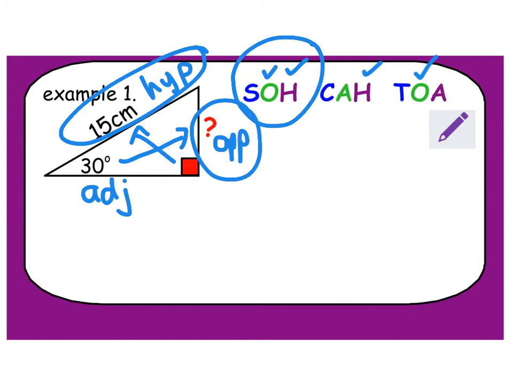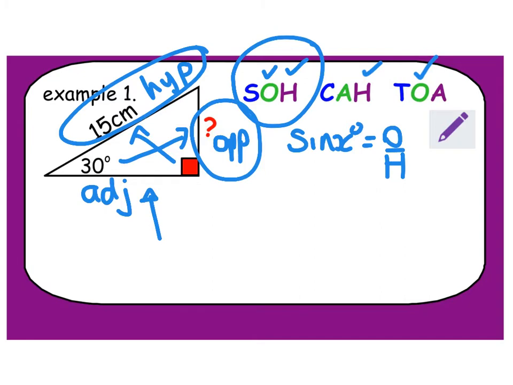Okay. Also, it's worth noticing there is absolutely nothing written next to the adjacent. And which of your formulas has no adjacent in it? It's the sine one. Okay. So what I'm going to do is, first of all, we'll write out a formula. So it was sine of our angle equals O over H.